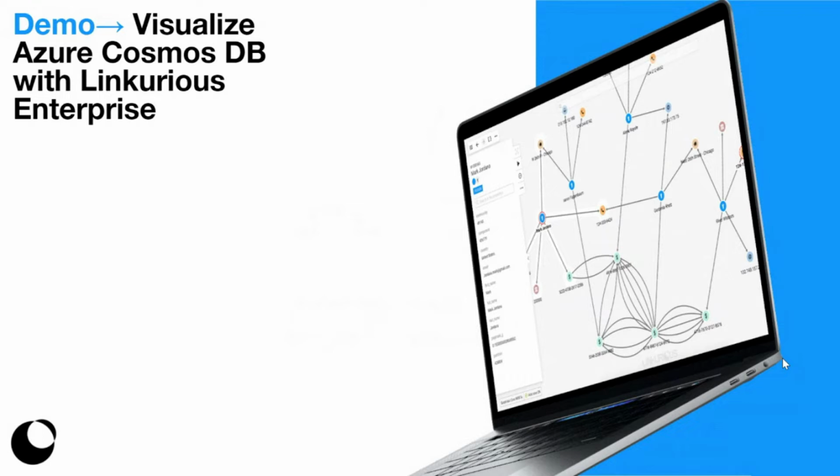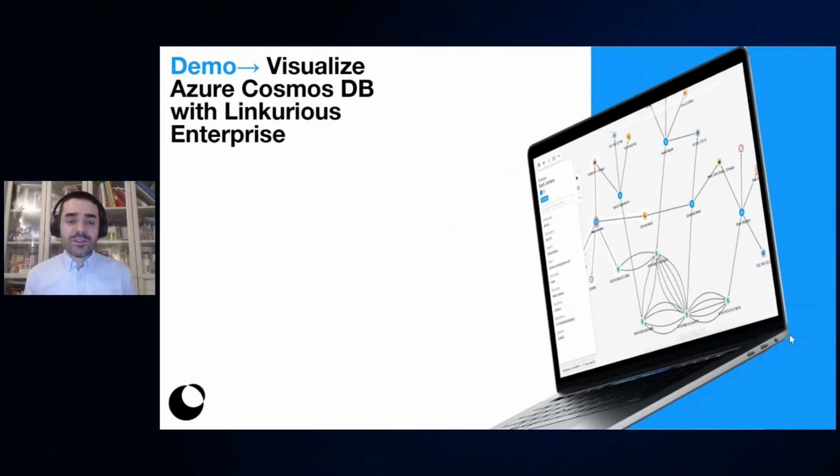I've prepared a bit of a demo to give you a hands-on experience watching and understanding how Linkurious Enterprise works. In this demo, we are going to be connecting to an Azure Cosmos DB instance. In this instance, we are storing some dummy data representing the sort of information that a financial institution can have about its clients. So we will be looking at things such as clients, phone numbers, addresses, and more.